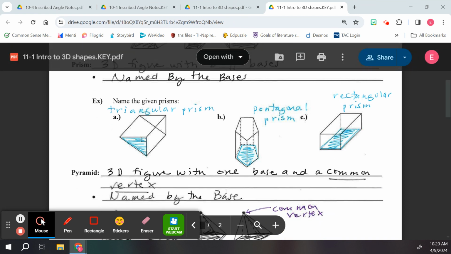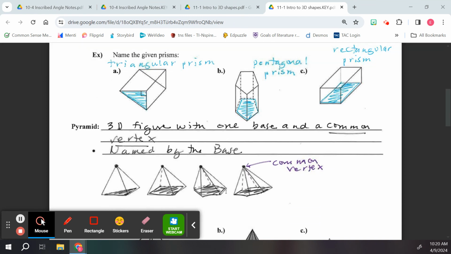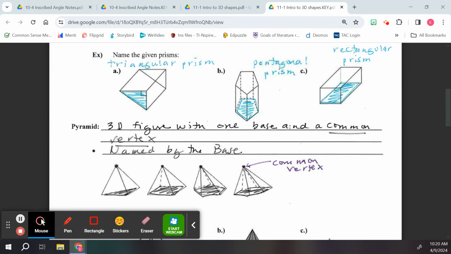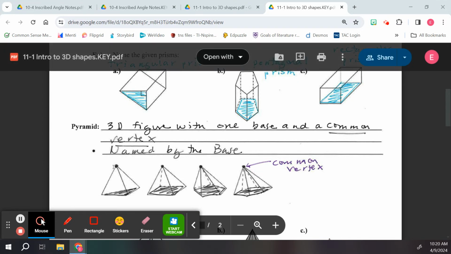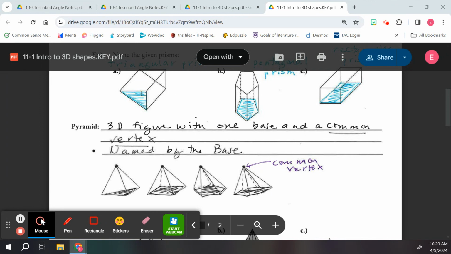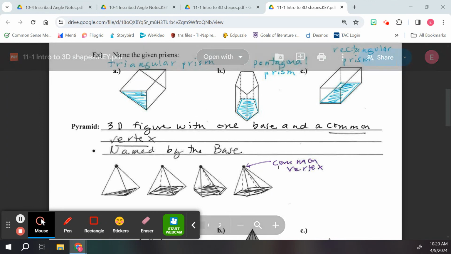Now we're going to talk about a pyramid. And just like the pyramids of Egypt, they all come to a point, okay? If you looked at the pyramids of Egypt, they were probably more like rectangular or square pyramids, okay? In this case, a pyramid is a 3D figure with one base and a common vertex. That common vertex is where all those edges come and meet, okay? This is also named by the base.